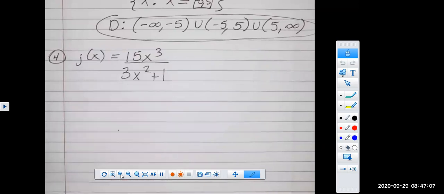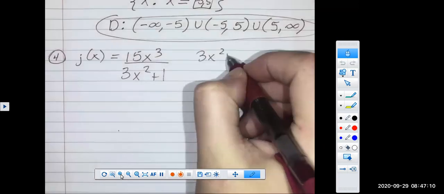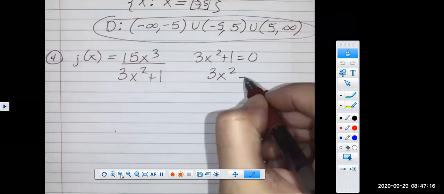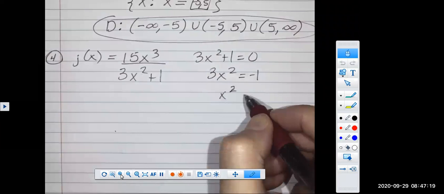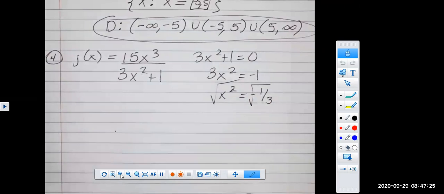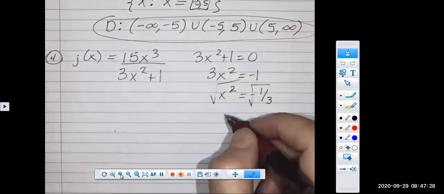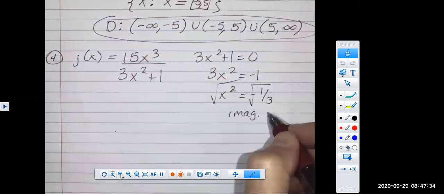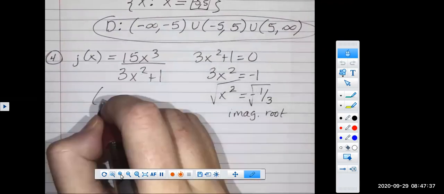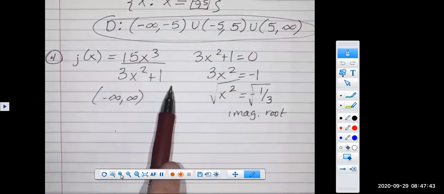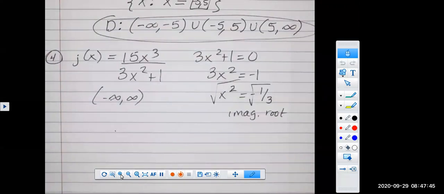And another way you can double check that is just to set it equal to 0. I want to show you what happens. So if I set that equal to 0, I get 3x squared equals -1, and divide by 3, so you get -1/3. Can you take the square root of a negative value? No. So like this, when you set it equal to 0, it comes out to actually be an imaginary root. So in that case, you would say it's all real numbers. Only an imaginary number would actually make this be 0, but we're working in the real number system. So all real numbers.